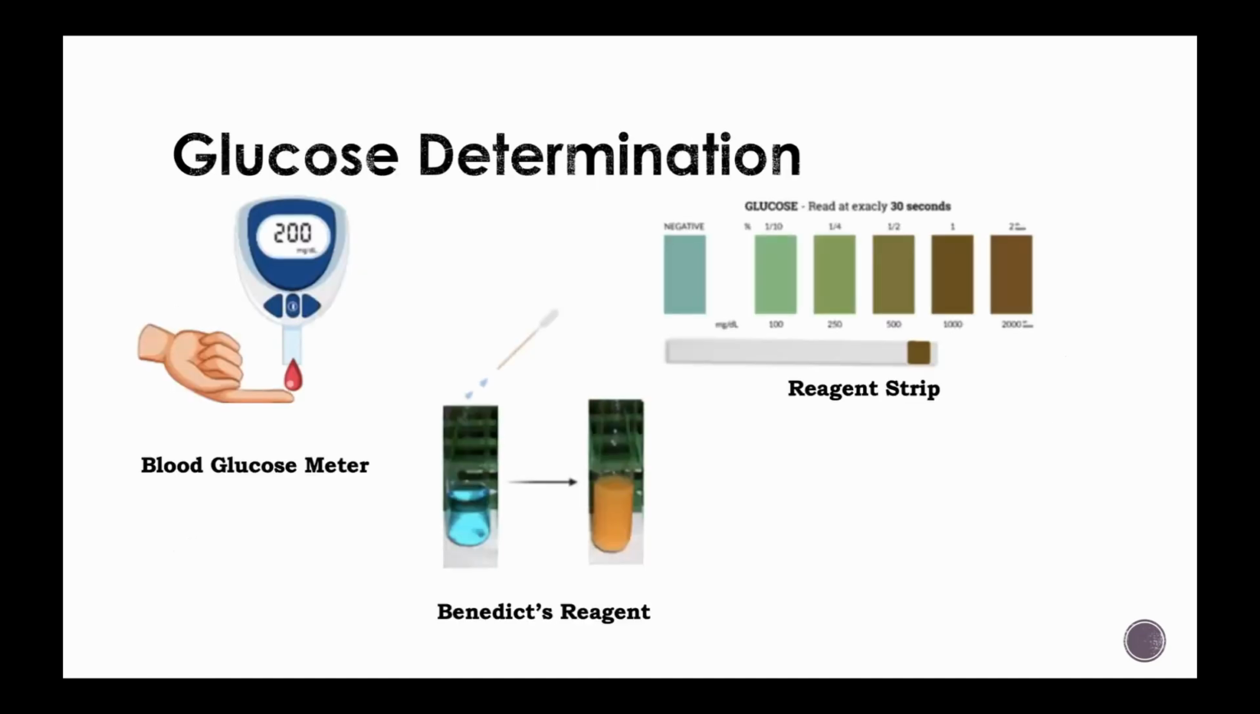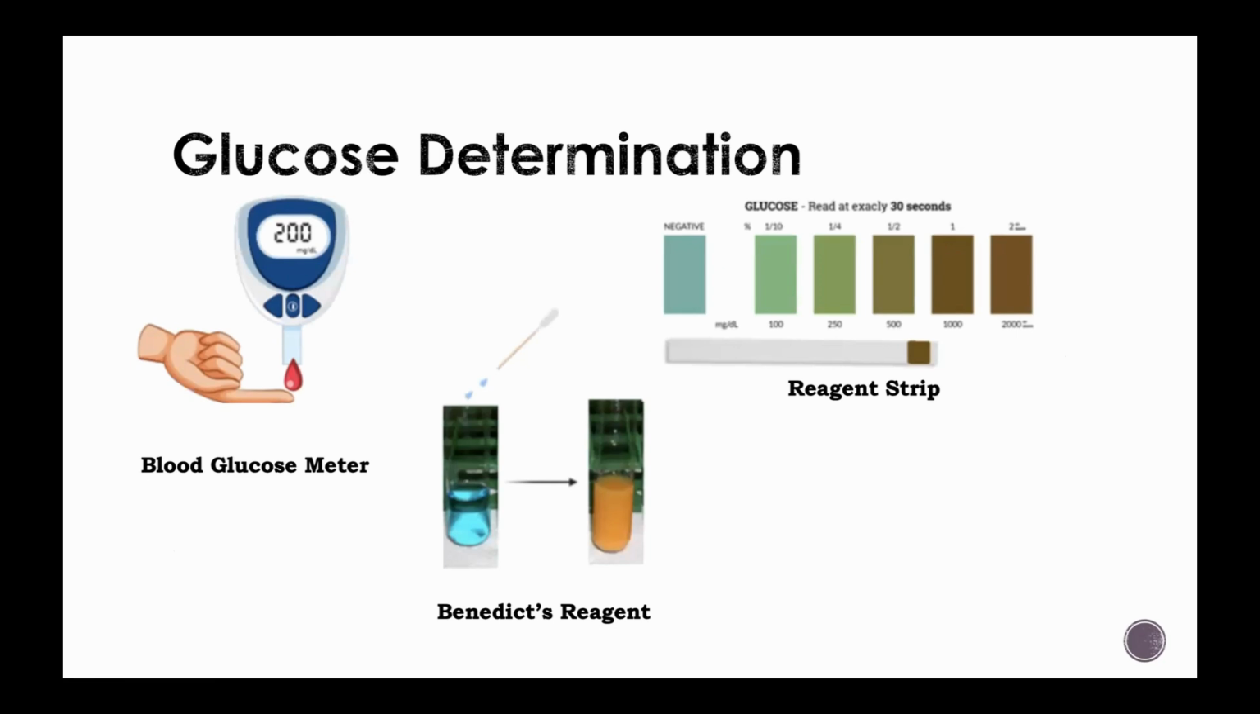So we did a couple of clinical tests to figure out if diabetes is a good diagnosis. The first couple of tests we did were about glucose determination. The first test here is the glucose meter. We place a drop of blood on the test strip, and a measurement is given in milligrams per deciliter.